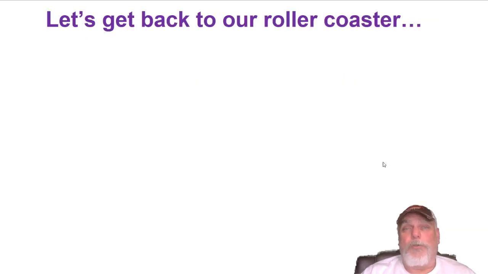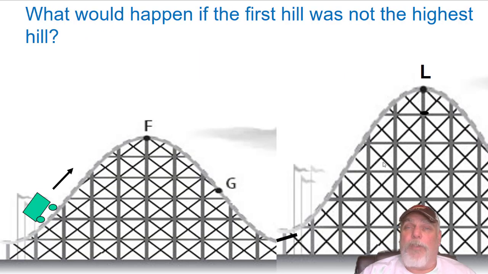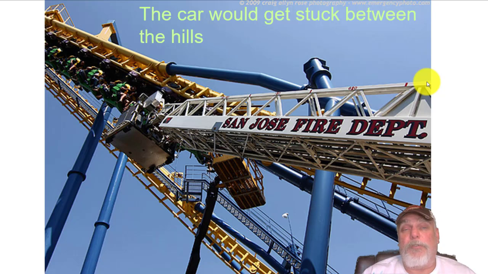Now let's go back to our roller coaster example. What would happen if the first hill, so at point F, was not the highest hill in the ride? So the green car is being towed up this hill, click, click, click, and it's released at letter F, and it's going to roll down the hill. What's going to happen if this hill is shorter than that hill? Well, the car would get stuck between the hills.